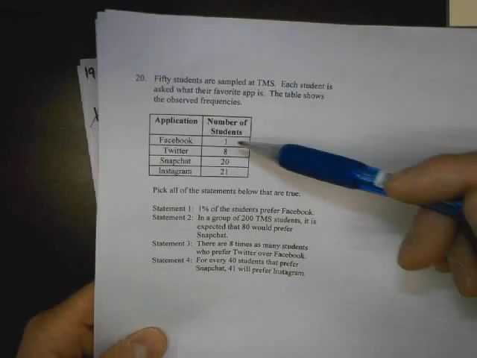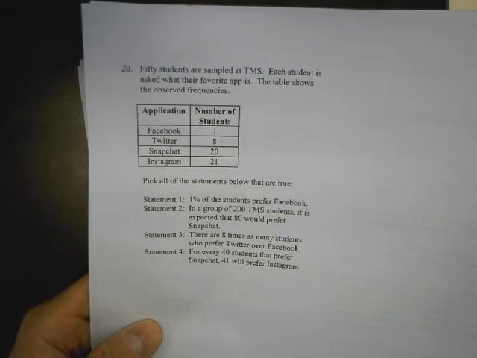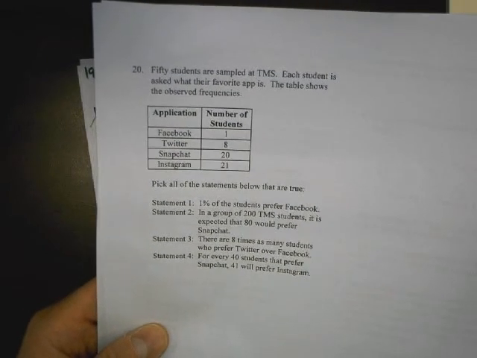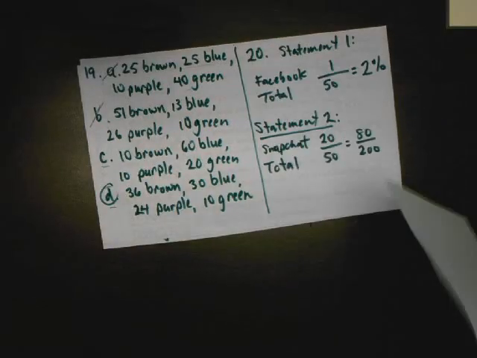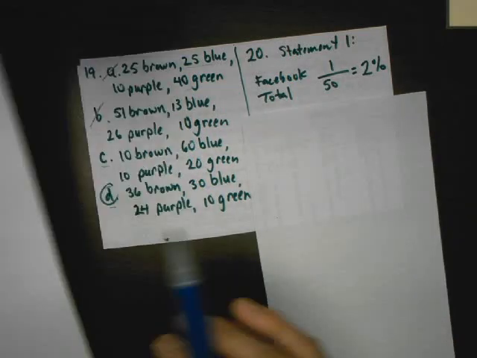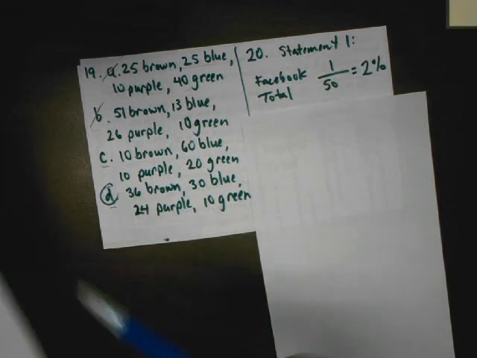The first statement says, is it true that 1% of the students preferred Facebook? Well, one student preferred Facebook, so it's tempting to say yes, but if you add those up, unless it adds up to 100, that's not 1%. It actually adds up to 50. So 1 out of 50 is not 1%, it's 2%.